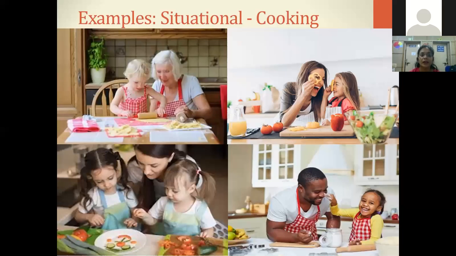Examples are situational. For example, cooking. The child can actually have a lot of interaction with the mother, the father. You can have the grandmother involved, grandparents involved, the siblings involved. So you all can take turns. The whole family can take turns in setting up various situations for the child to learn language.